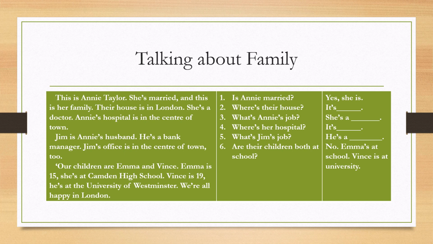Now, number 6 is a little different. Are their children both at school? So the answer is not the same for both. Let's look at it again. No, Emma's at school because the text tells us that she's at Camden High School. However, Vince is at university. To be specific, the University of Westminster.